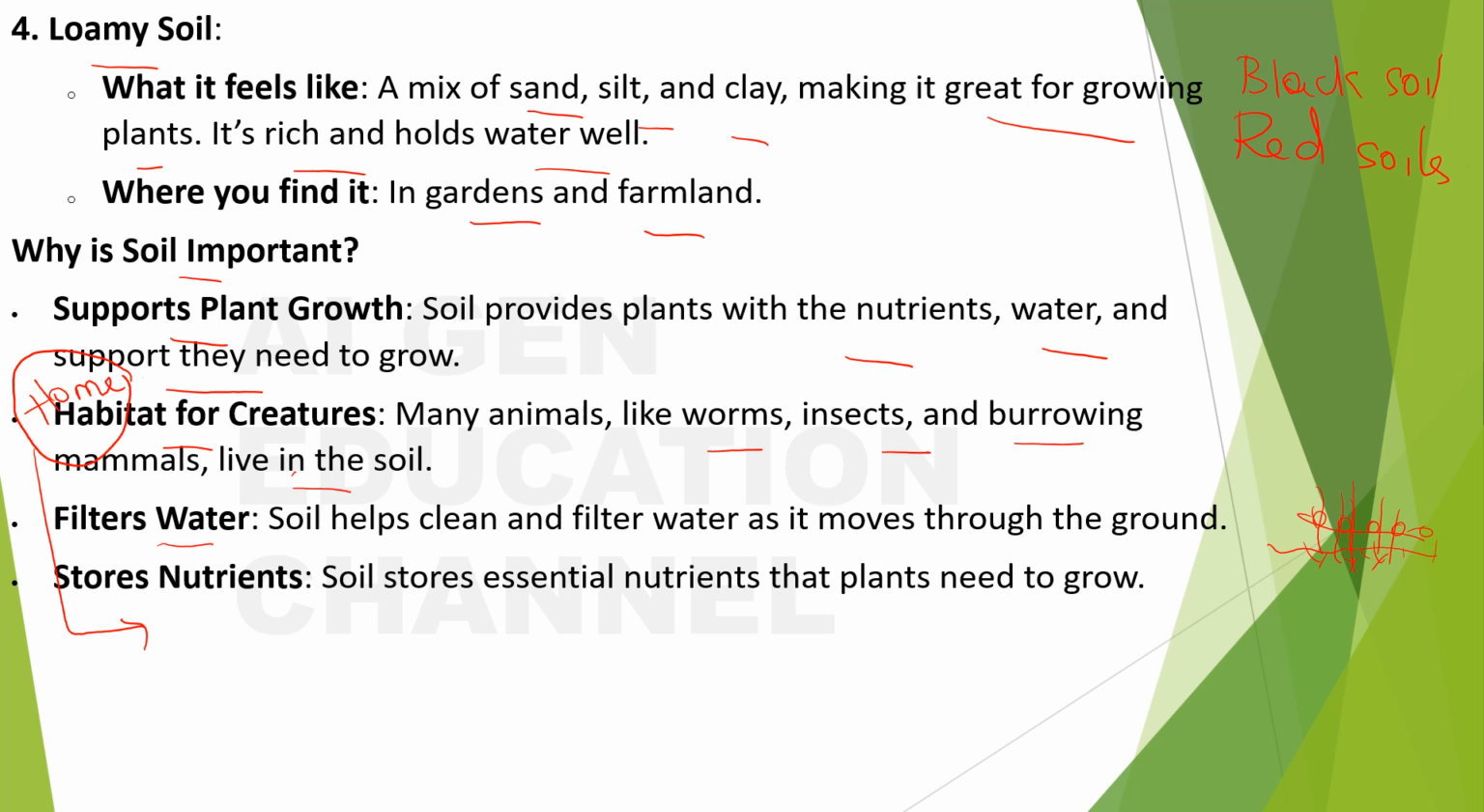Stores nutrients. Soil stores essential nutrients that plants need to grow. What are some of the nutrients I mentioned in the last class? NPK, do you remember that? This is so important. N means nitrogen, P means phosphorus, K means potassium.